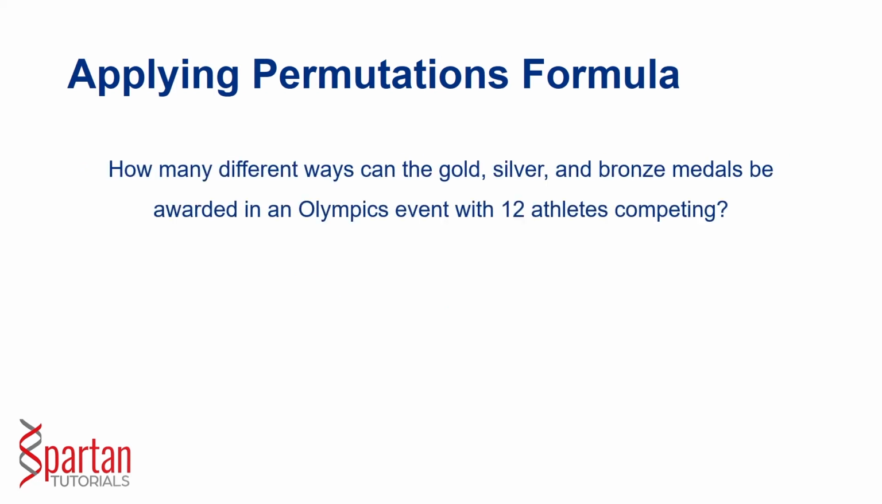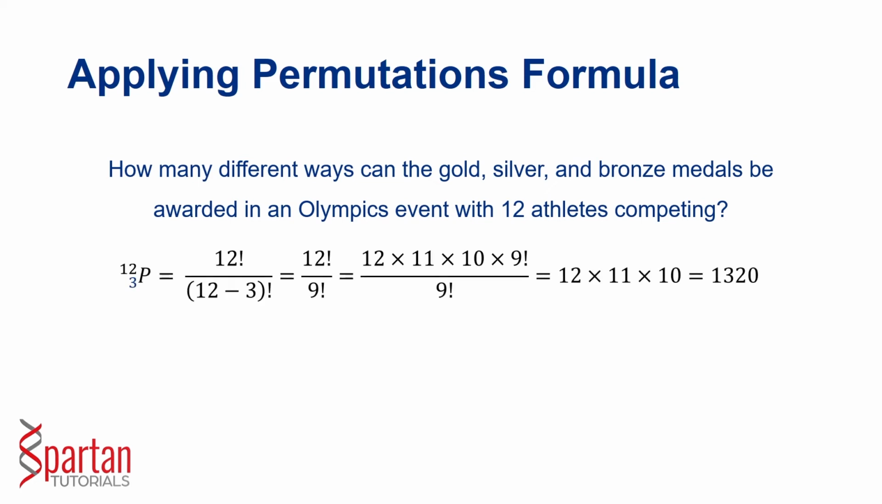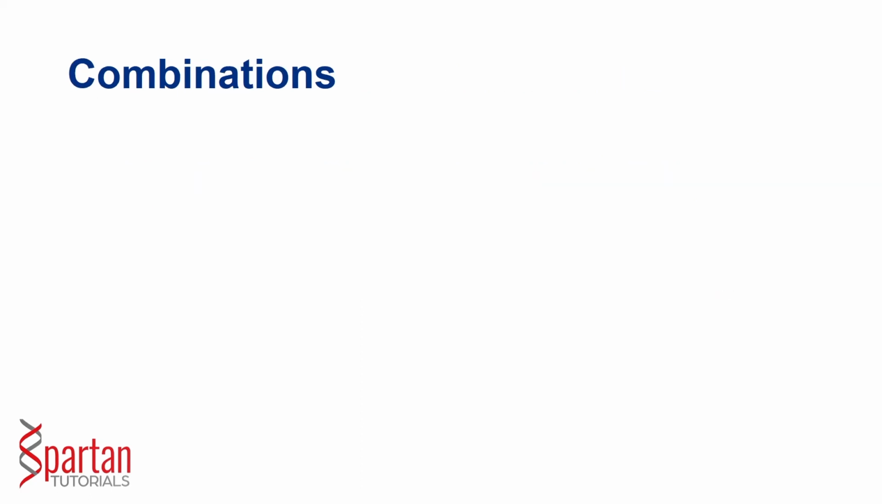How many different ways can the gold, silver and bronze medals be awarded in an Olympics event with 12 athletes competing? Now here we have 3 medals, gold, silver and bronze, and we have 12 athletes. Now how many different ways can they be awarded? So we have 12 athletes and we have to award 3 of the athletes. So we calculate the permutations accordingly. 12 factorial divided by 9 factorial. The answer is 1320.